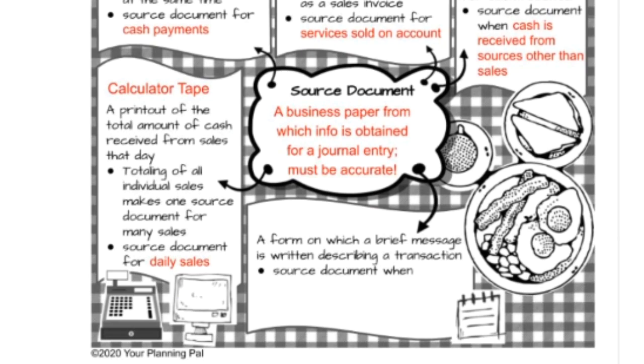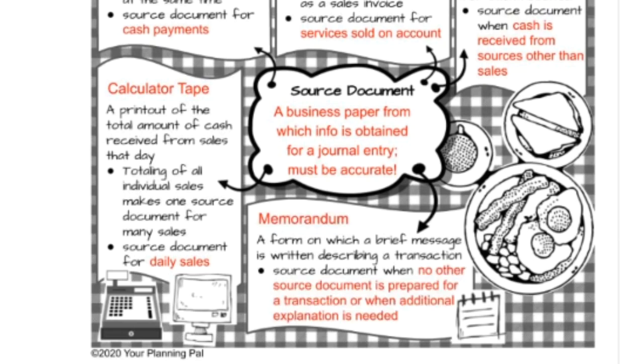Next, we have calculator tape, and this is a printout of the total amount of cash received from sales that day. It's the totaling of all individual sales, and then one source document is used for many sales. Again, this is the source document for daily sales. We say calculator tape. The truth is that these days it's more of a computer printout. So if you have a point of sale system where you take customers' cash payments throughout the day, instead of it being a calculator tape that's adding up as it goes, it is a computer printout. But the same idea applies in that it accounts for all the daily sales. Lastly, we have a memorandum.